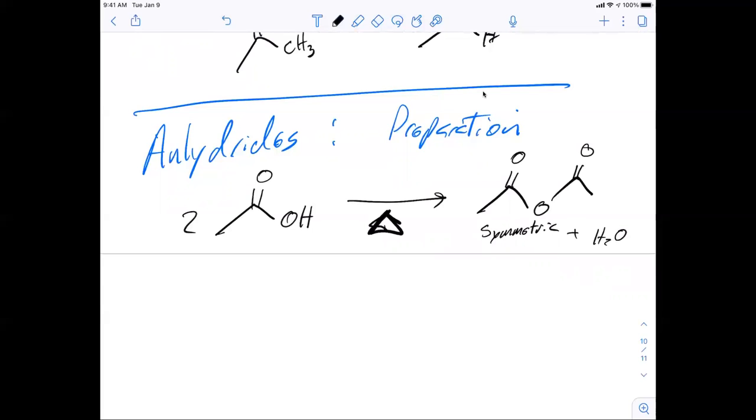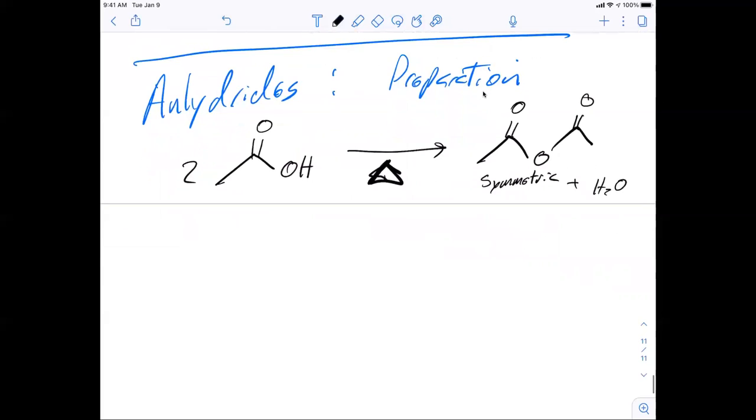Okay, but this two acids plus heat only really works for symmetric, right? You're not going to be able to make unsymmetrical with this. So if you've got the diacetate, the dibutanoic, then this will work. The more synthetically useful process is to take the acid chloride and react it with the anion of the acid, right? And I'll go ahead and put that on there so that's a little bit different, right?